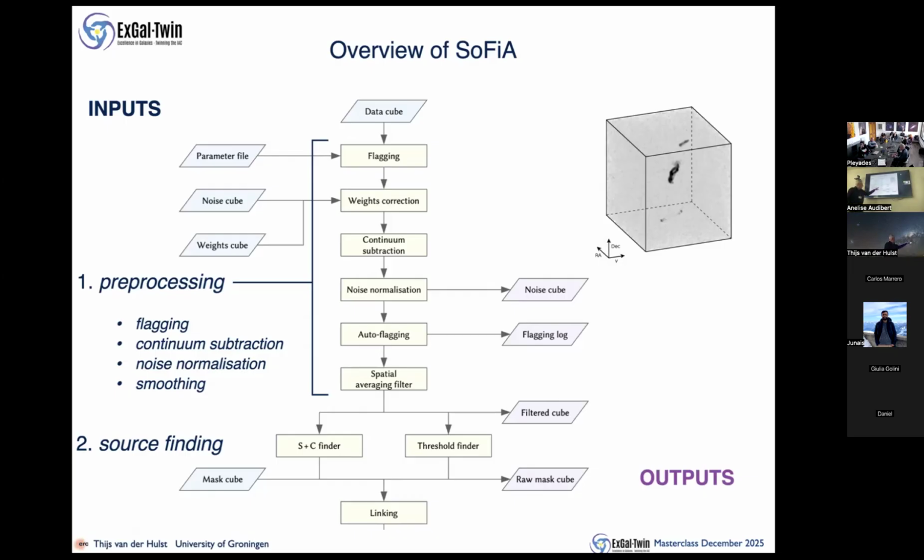And you can do some filtering, but I will basically look at the basic parameters which are here, which is the smooth and clip, and I'll explain that in a little more detail, and then the linking of the detections into sources. Here is the Sophia test data cube, which is publicly available also on the Sophia website.